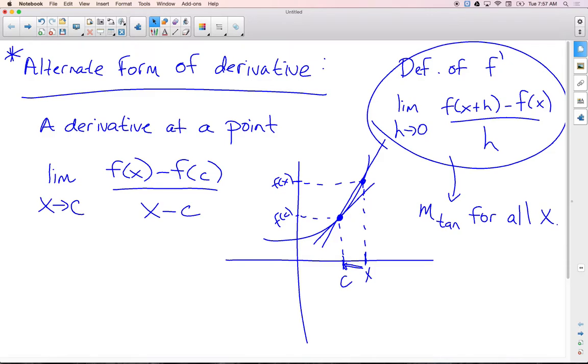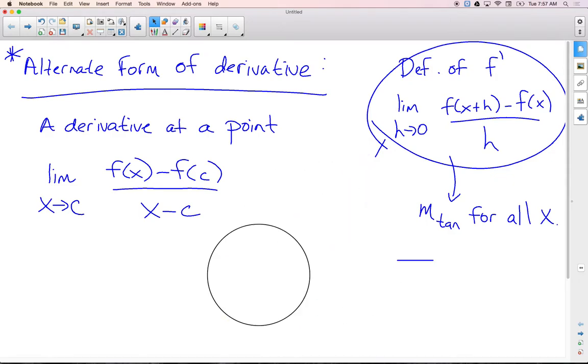I'm just saying, I'm going to make that x value approach that constant. So if I do that, that point is going to get closer and closer to what? To that point, and that secant line is going to eventually become the what? Do you see how that works? So it's just the alternate form of the derivative. Let me do one example. I'll do a simple one.